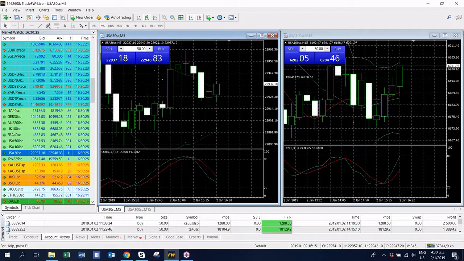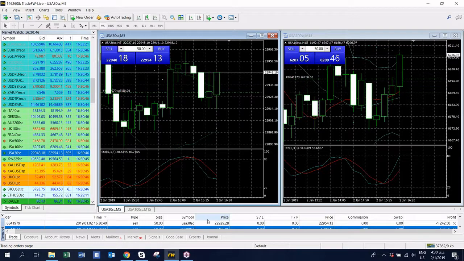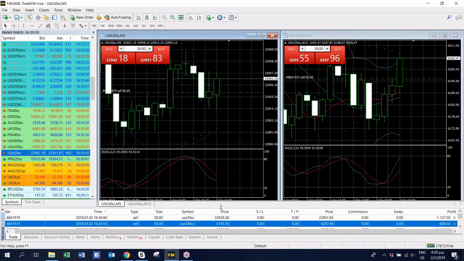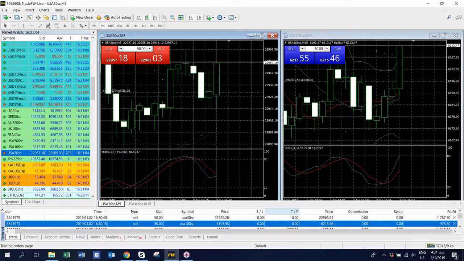I'm expecting a weakening on the US markets, and because of that, I'm expecting a strengthening on gold. Let me see. Here we go. I just sold also USA 30. These are the two trades right now, USA 30 and USA 100. Okay, the market moves against me. But as I said, I'm expecting a drop today on the US indices. The Asian market was giving us a very strong sell signal.